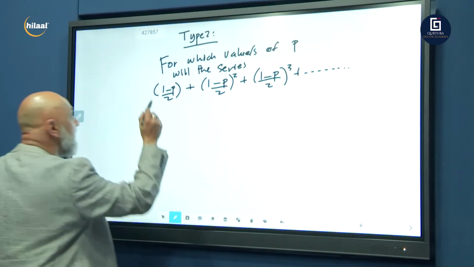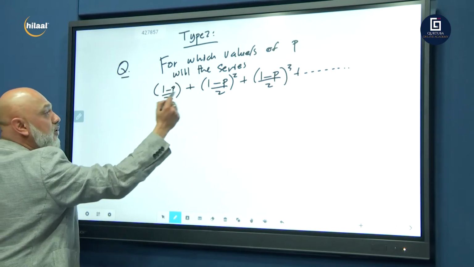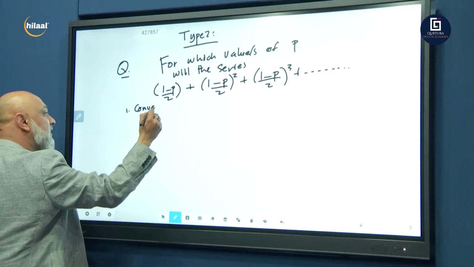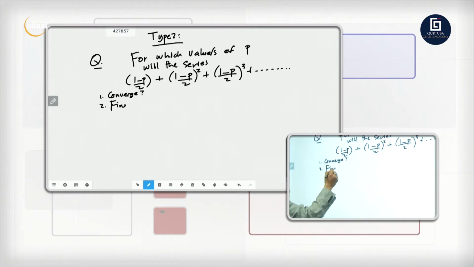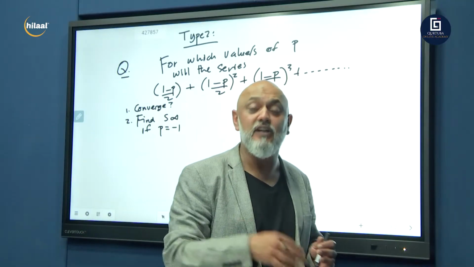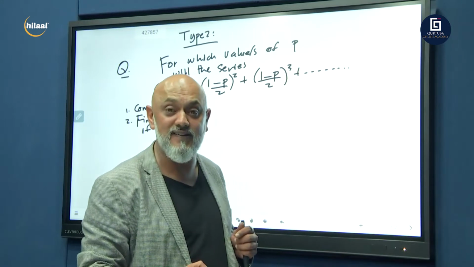Question number 1, so here's the question, for which value or values of P will this series converge? So question number 1, converge. And question number 2, find the sum to infinity if P equals minus 1, for example. Okay, very popular. 3 marks and 3 marks, 6 marks. It could be even a little bit more. It could be 4 marks and 3 marks, 7 marks in your exam.